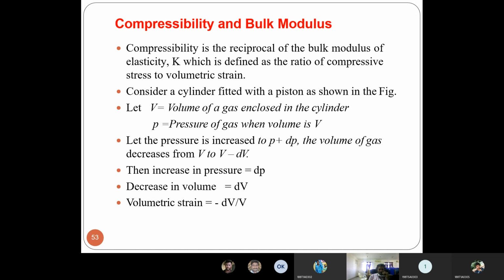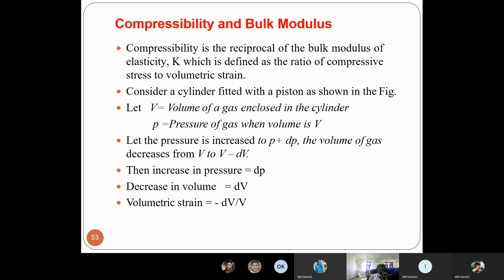Then the increase in pressure is equal to final pressure minus initial pressure. Final pressure is P plus dP, minus P. P and P get cancelled, so dP is the remainder. So the increase in pressure is equal to dP.